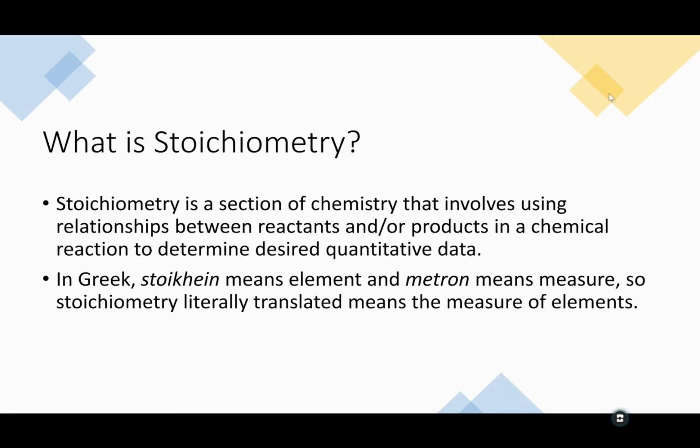This is a lecture on stoichiometry. Now, stoichiometry is the thing we've been building up to over the past several months with dimensional analysis, sig figs, and balancing reactions, etc. It's a part of chemistry that involves using relationships between reactants and products in a chemical reaction.